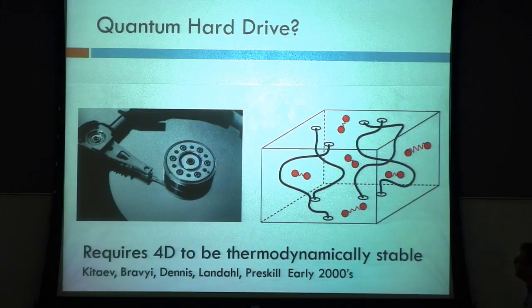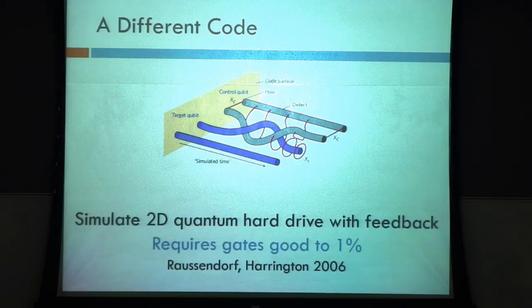But what's incredible is this idea could be coupled with some ideas about quantum error correction. It started as a quantum error correction idea, moved to this hard drive idea, moved back to an error correction idea, where Rosendorf and Harrington showed in 2006 that you basically use your quantum computer to simulate a 2D version of this hard drive, but with feedback, where you're watching and fixing things. And what they found is that you could then do quantum computation to arbitrary precision if the underlying gates were only good to 1%.